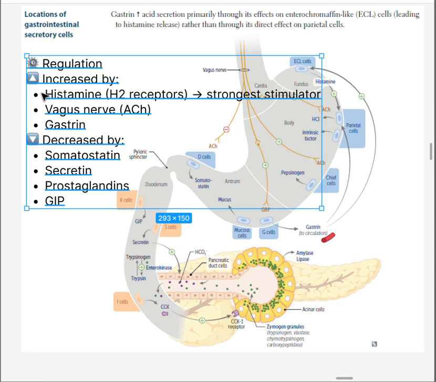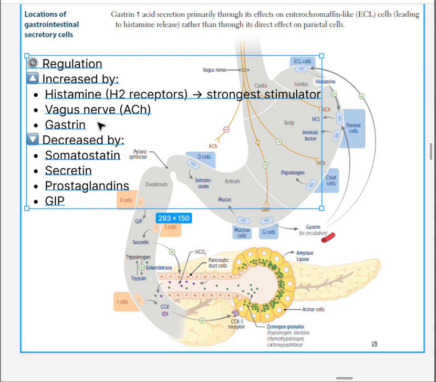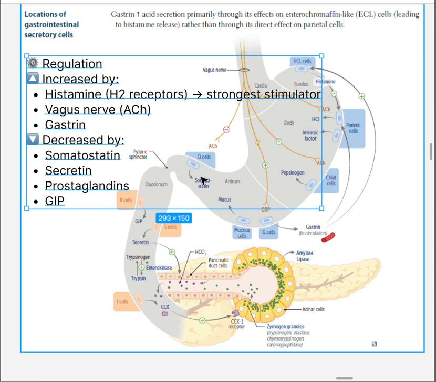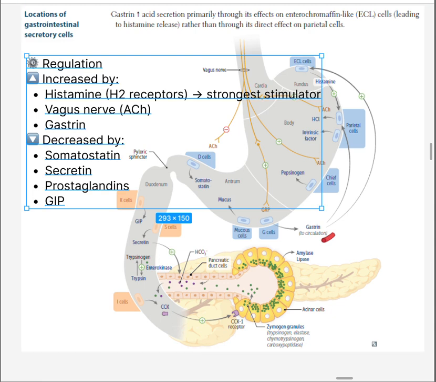It's increased by histamine H2 receptors, which is the strongest stimulator of hydrochloric acid secretion, and it's also increased by vagus nerve stimulation or acetylcholine, and gastrin. So gastrin, vagus nerve, acetylcholine, and histamine through the H2 receptors, these three things increase the secretion of gastric acid, and it's decreased by somatostatin, secretin, prostaglandins, and GIP. Now, histamine H2 receptors is the strongest stimulator, and the source is the enterochromaffin-like cells.